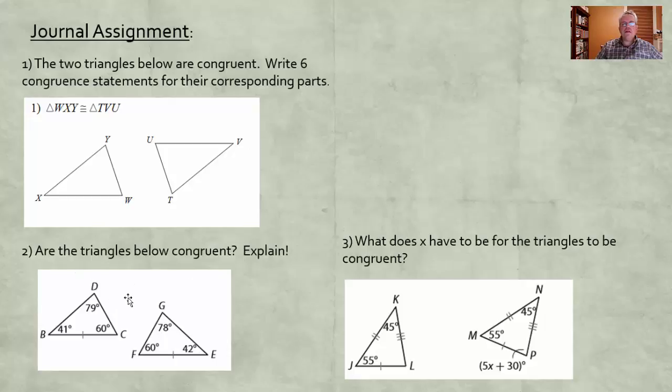For number 2, you just got to determine if these two triangles are congruent or not. So see if all their parts match each other. If they have 6 corresponding parts that match and are equal, then they're congruent. All right, and the last one, you got to find the value of variable that would make these congruent. So a little hint here, this angle right here is going to have to equal that angle. So find angle L first, and then set 5x plus 30 equal to it so that they'll match.